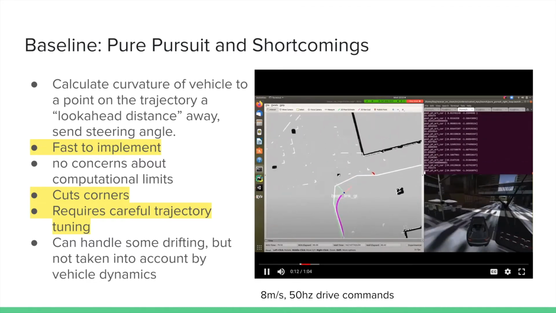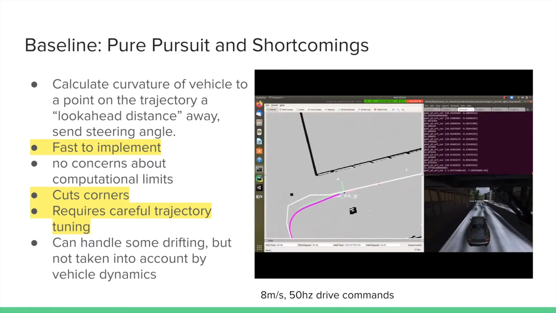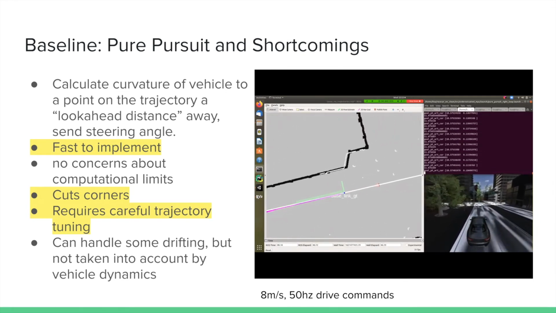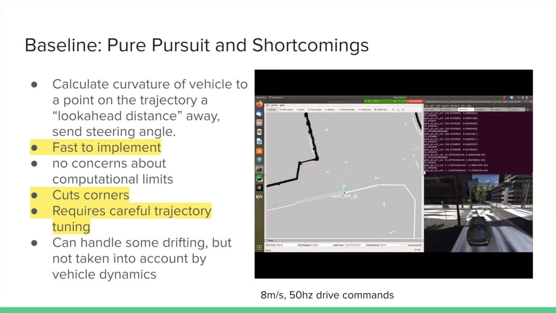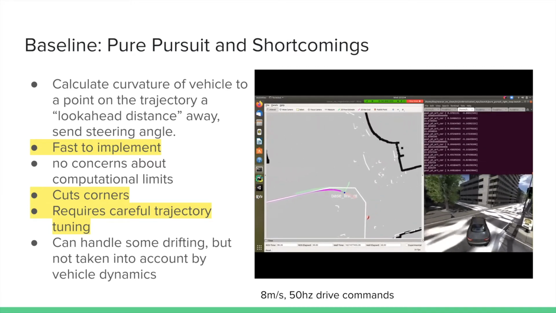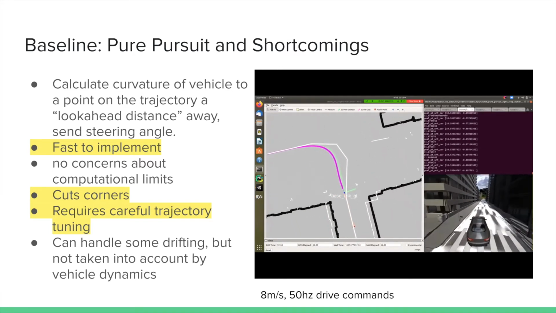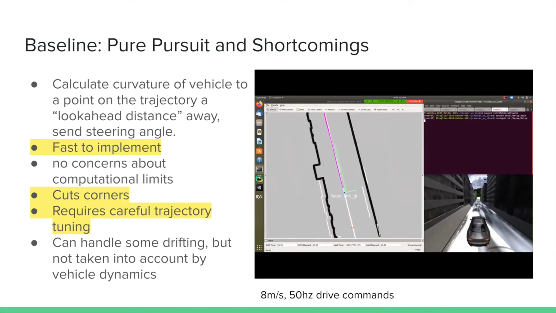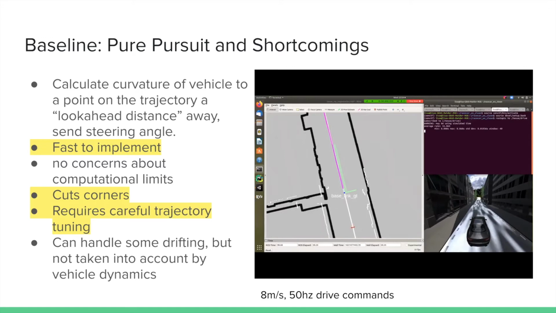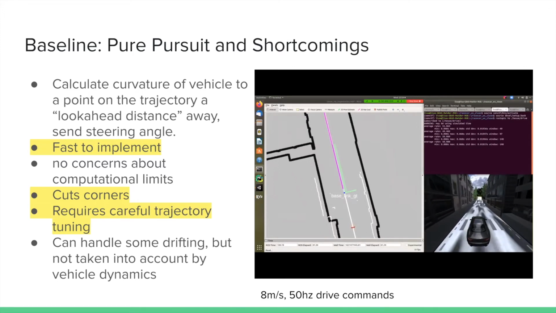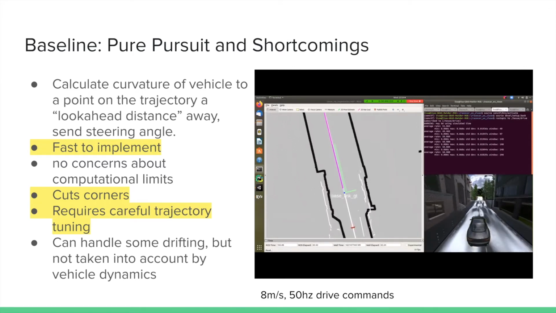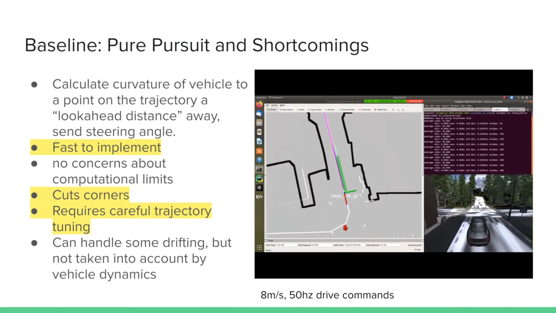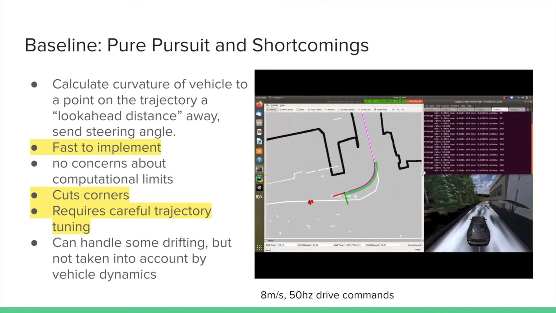Here you can see it operating at 8 meters per second with a drive command sent at a rate of 50 Hz. The pure pursuit algorithm calculates the curvature of the vehicle to a point on a trajectory a certain look-ahead distance away, and then sends a steering angle based on that look-ahead. So it's fast to implement. There are no concerns about computational limits because it's not solving an optimization problem like MPC, but there are some shortcomings. As shown in the video, the algorithm cuts corners and it also requires very careful trajectory tuning.